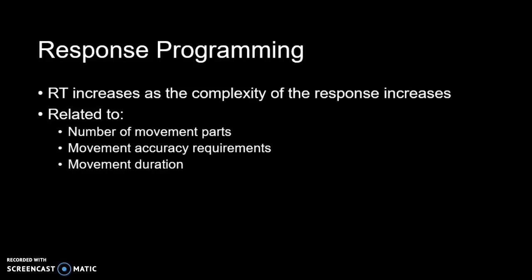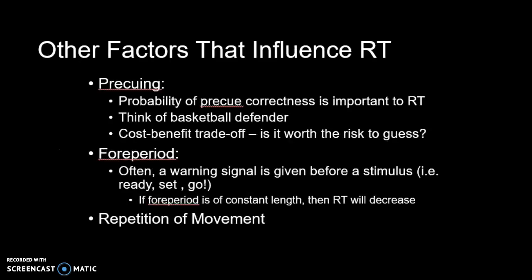So the effect of movement complexity on reaction time occurs both when a person knows in advance what movement will be made and when the choice of movement is not known until it is indicated by the stimulus. So other factors that might influence reaction time: pre-cueing. So the probability of pre-cue correctness is important to reaction time.